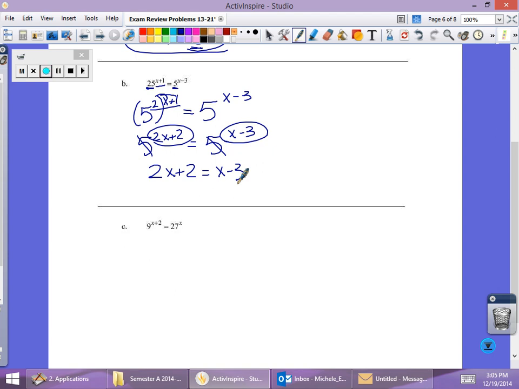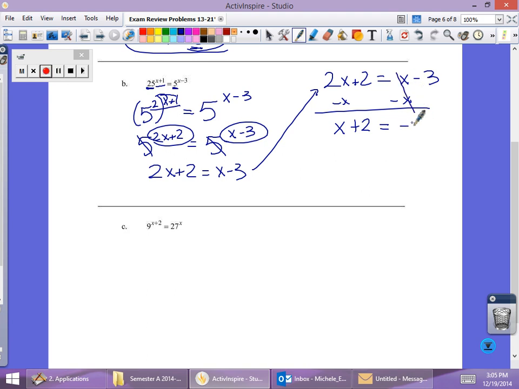All right, I'm running out of room a little bit, so I'm just going to rewrite it up here to finish it up. I will start by subtracting x from both sides. 2x minus x is x. Bring down the plus 2. x minus x is 0. And bring down the negative 3. Subtract 2 from both sides. 2 minus 2 cancels, and I'll have x equals negative 5.